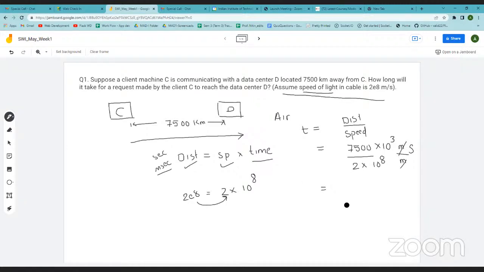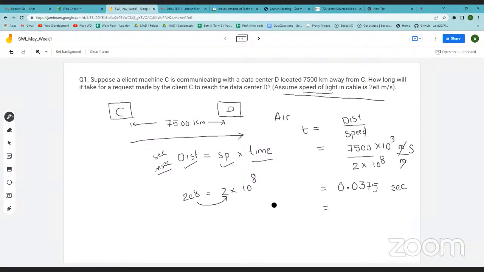Okay, so the answer that you get is 0.0375. Many of you have given this answer, right? And those who have given this answer, make sure you mention the unit. The answer that we are getting is in seconds. Now, if I want to convert this answer into milliseconds, we'll use one relation.